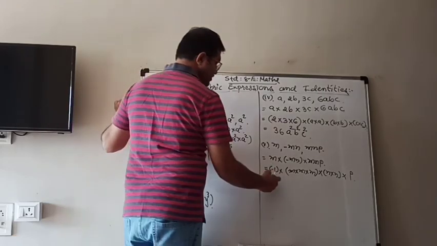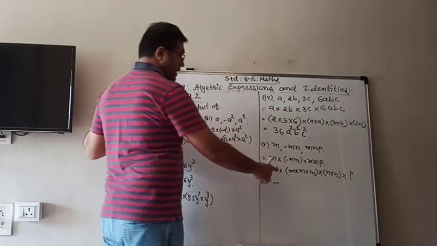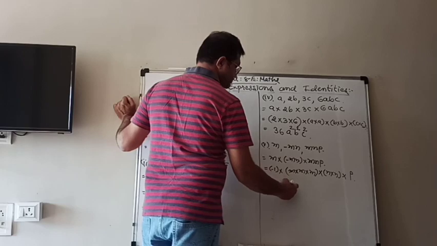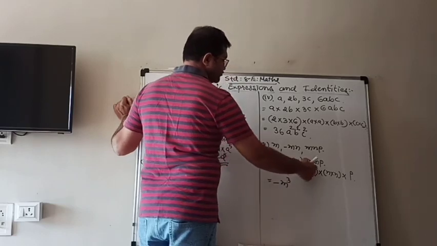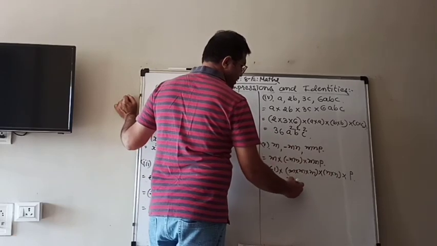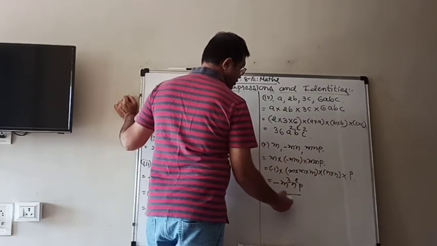So now minus 1 is the coefficient, so we write down only the minus sign. m multiplied by m multiplied by m is m cube, 1 plus 1 plus 1, 3. But n multiplied by n is 2 times only, so n square, and p is alone.